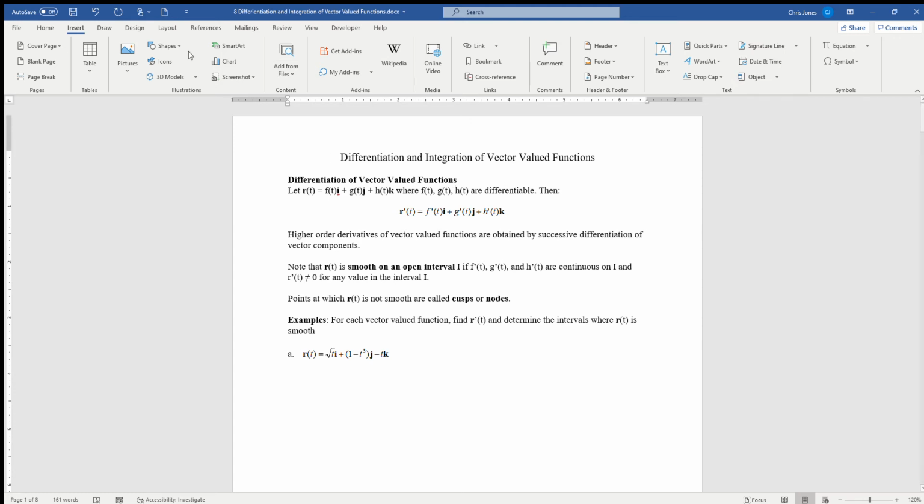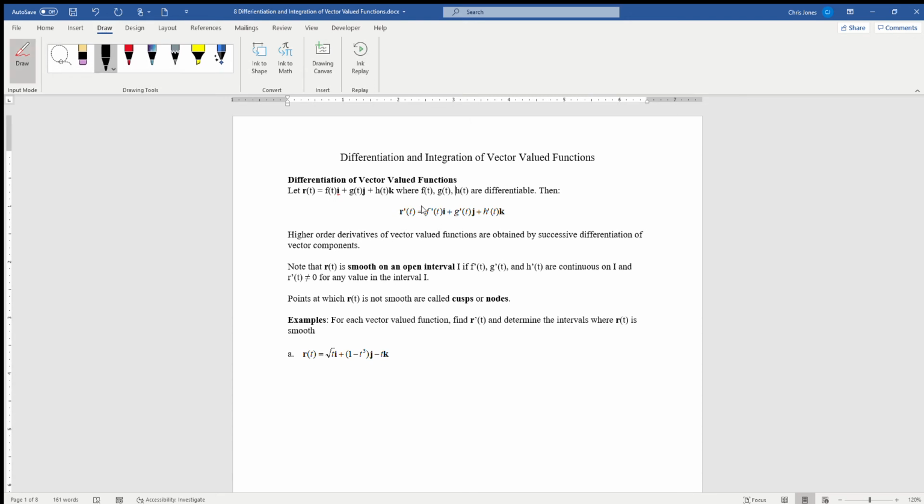Then the derivative is just going to be the derivative of each of those functions that comprise r of t. So in other words, r prime of t is f prime of t i, g prime of t j, h prime of t k. If you want to take a higher order derivative, you just do the second and third and fourth derivatives, just like you would with the first derivative.